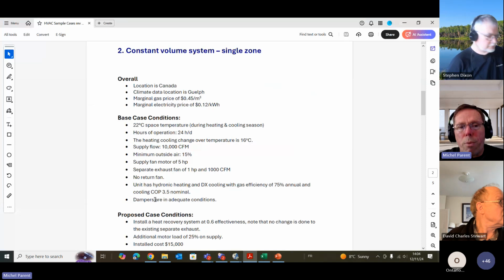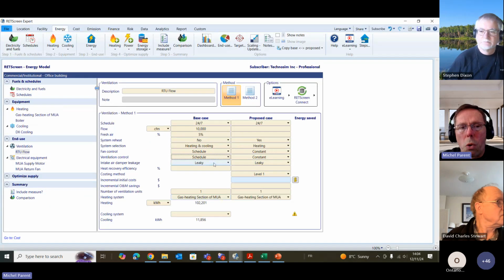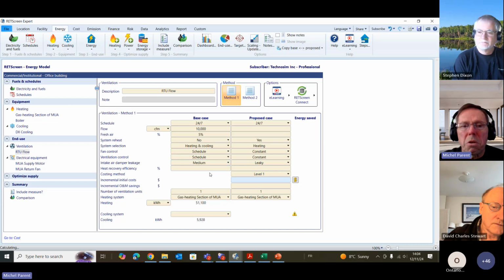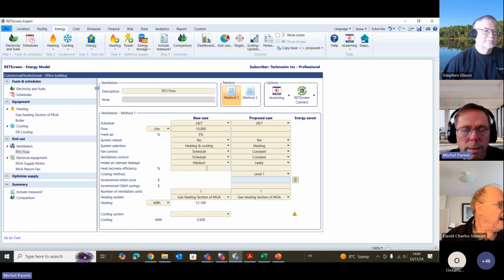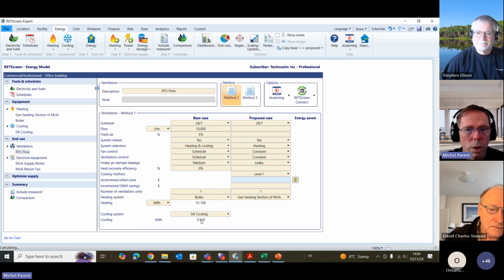And it says that the dampers are in adequate condition. So I'm not going to select leaky for the dampers. I'm going to select medium. Adequate condition, it's typically medium leakage. And if you want to know, you've got to look at them. You could do a test, but let's say you look at them and you see they have a little wiggle, you see a little bit of light in there, that's medium. And it does not have heat recovery. So now you've got 0%. It's using the boiler for its heating. And it will use the DX cooling.